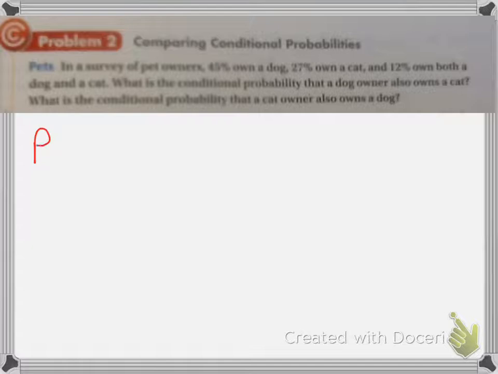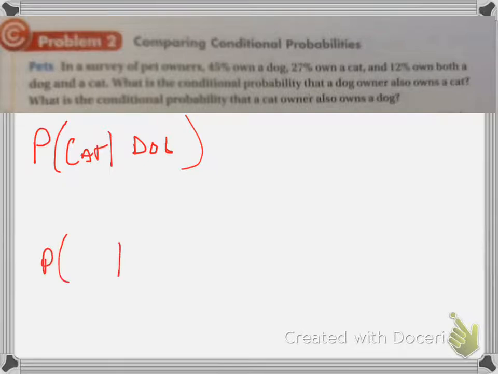The probability that a dog owner owns a cat. So what are you looking for? You're given that it's a dog owner. You want to know what's the probability that they own a cat. Okay, the second one, you're given that it's a cat owner. You want to know what's the probability that they have a dog. So again, we're finding the cat given dog.